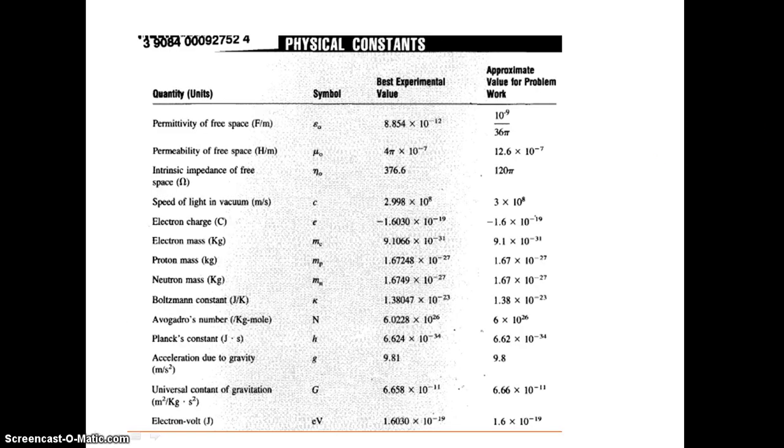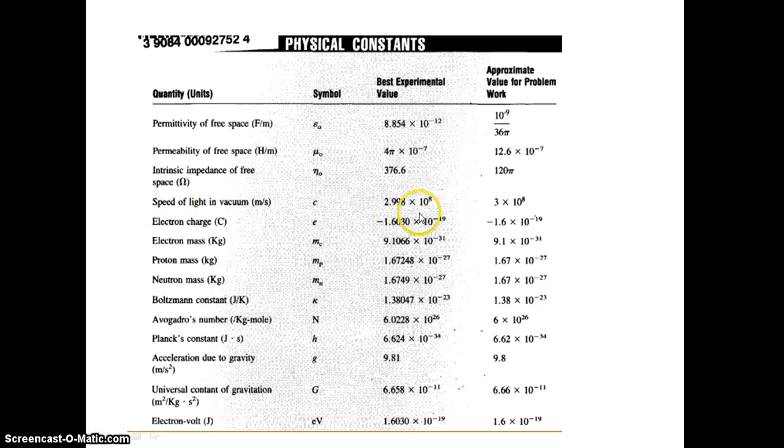And what are the physical constants? Considering the physical constants, the permittivity of free space is epsilon naught, and it's given by 8.854 into 10 power minus 12, unit is farad per meter, or it can be 10 power minus 9 by 36 pi. Permeability of free space mu naught is 4 pi into 10 power minus 7 Henry per meter. Intrinsic impedance is 377 ohms or 120 pi, and its symbol is eta naught.